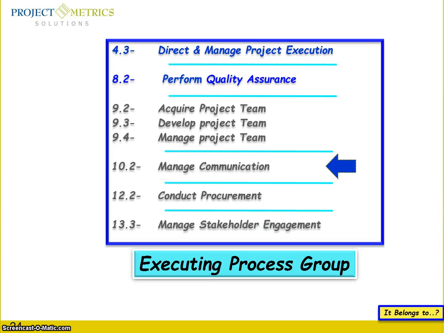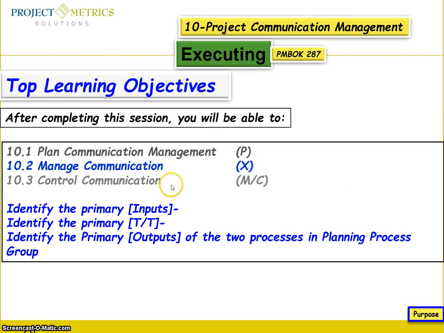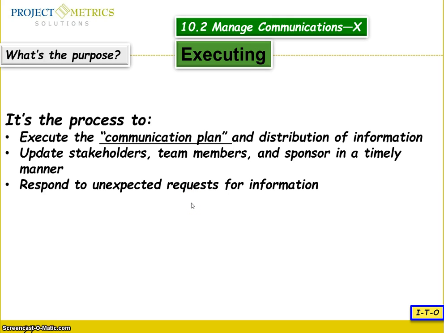The next step is communication, and it belongs to chapter 10, project communication management. It is to manage communications, so you go to chapter 10 for what is related to inputs and outputs. What is the purpose? To execute the communication plan and distribute information. You update the stakeholders, team members, and the sponsor in a timely manner, and you respond to unexpected requests for information.